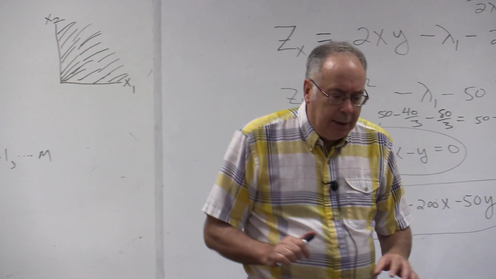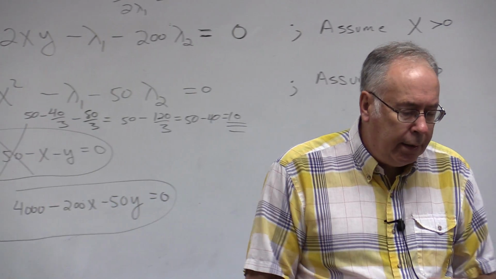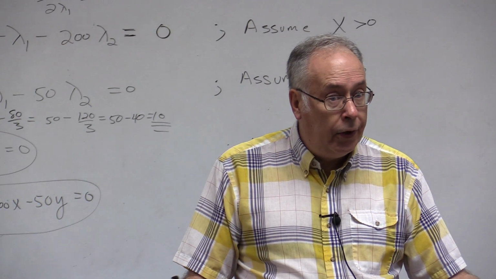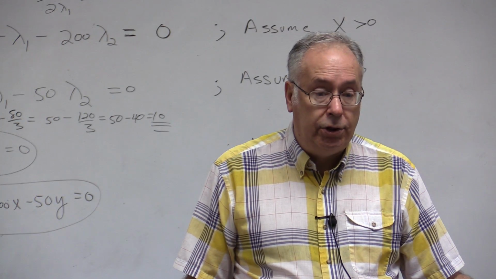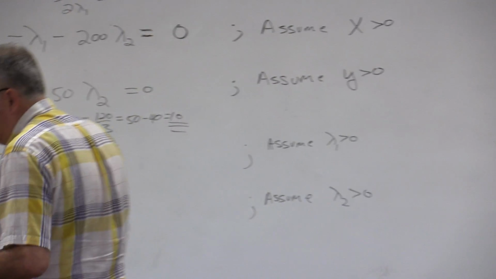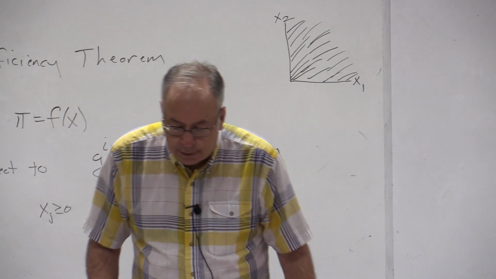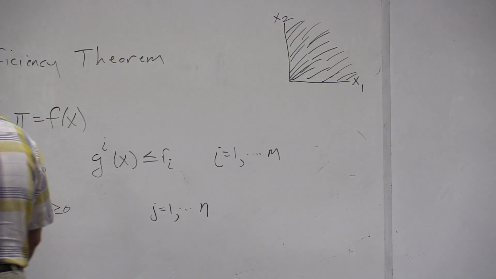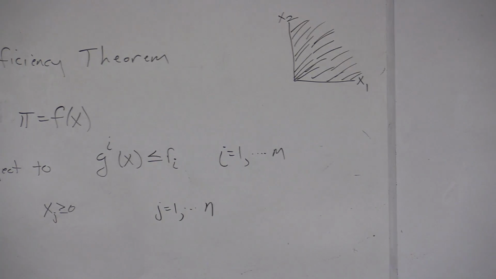The sufficiency theorem is, it imposes pretty strong assumptions. Now, Arrow and Enthoven developed weaker conditions than the Kuhn-Tucker sufficiency theorem. And so we're going to call this second one the Arrow-Enthoven sufficiency theorem. And the Arrow-Enthoven sufficiency condition is this.